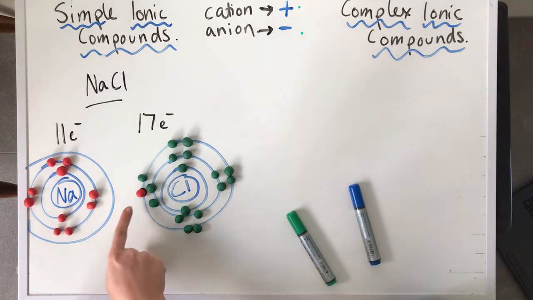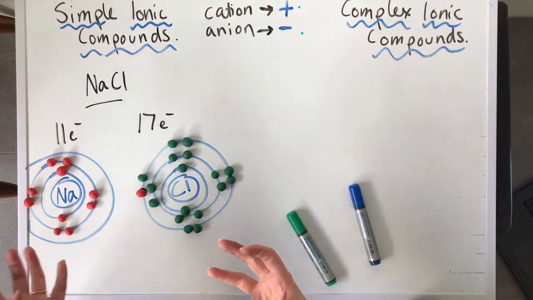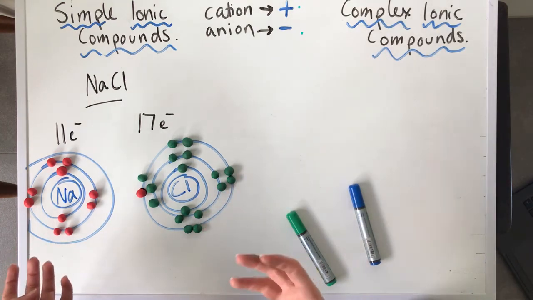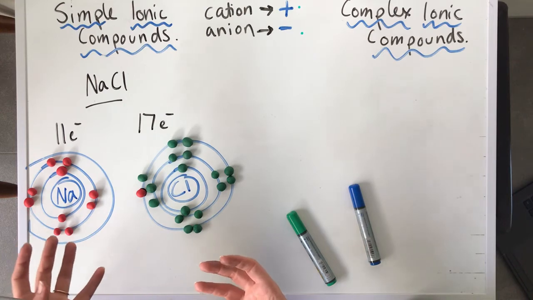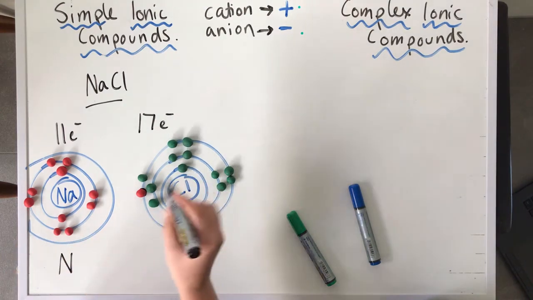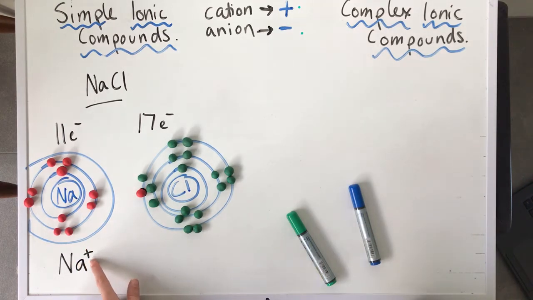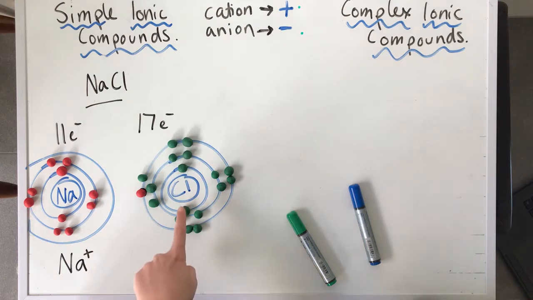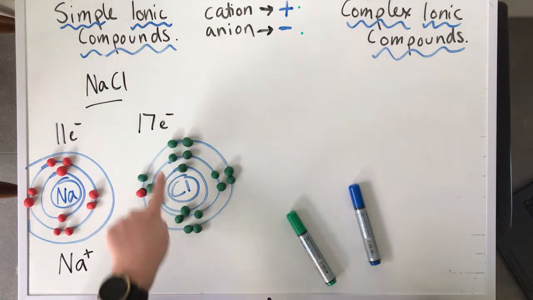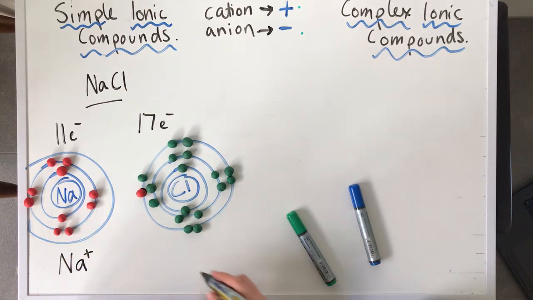When this sodium loses this electron, it had 11 electrons and 11 protons. Now it's got 10 electrons and 11 protons. We're left over with a positive charge of 1, so it becomes a cation. It's got a positive charge of 1. We don't need to write the 1, we can just write the positive symbol. Chlorine, however, had 17 electrons. It's gained 1 from our sodium, so it now has 18.